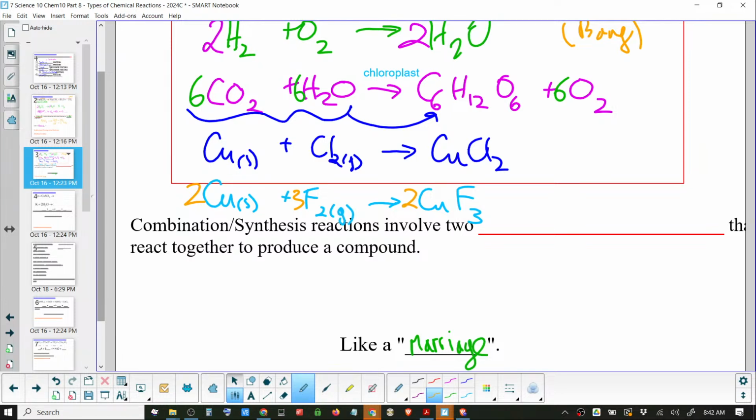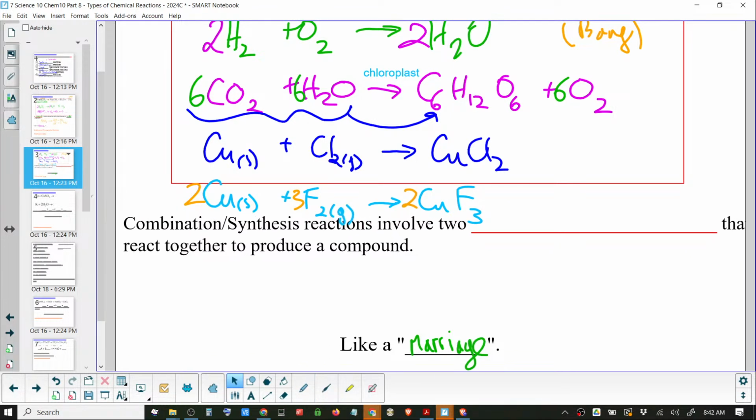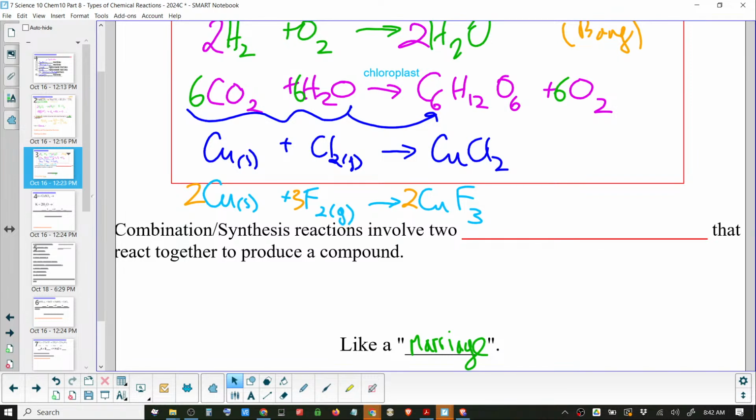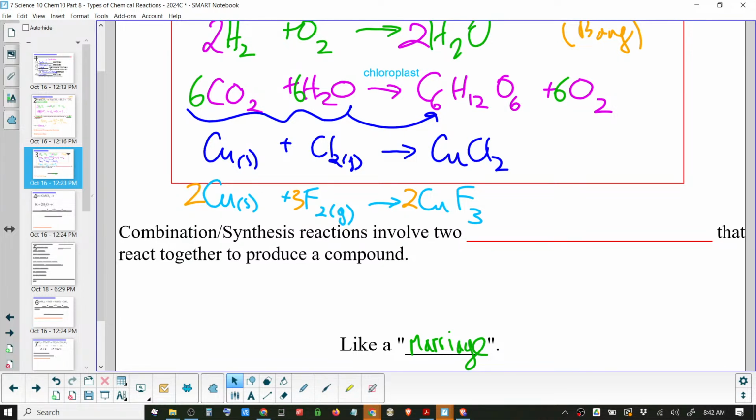Combination synthesis reactions involve two or more elements or compounds that react together to produce a larger compound. Often two simple things, two elements, coming together to make a larger thing.